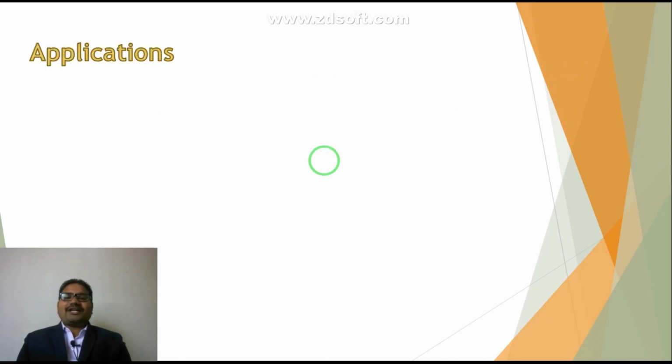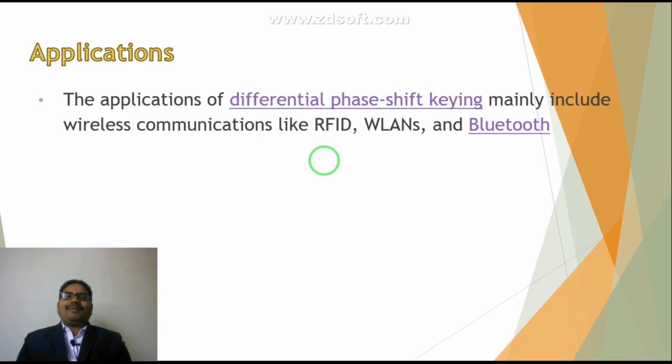Now, what are the applications of DPSK? The applications of DPSK mainly include wireless communication like RFID, wireless LAN and Bluetooth.